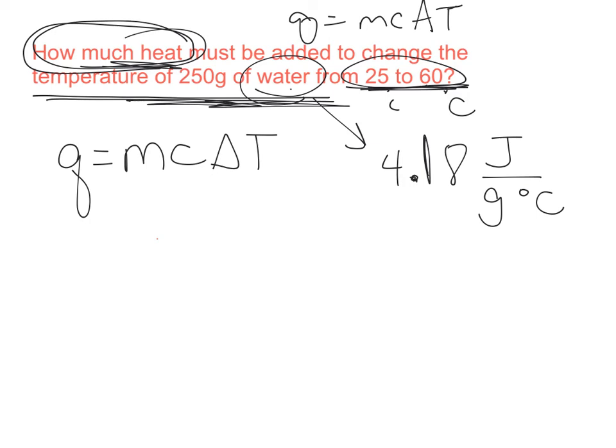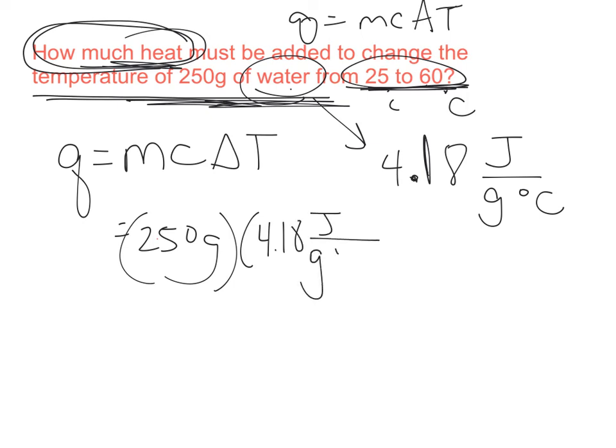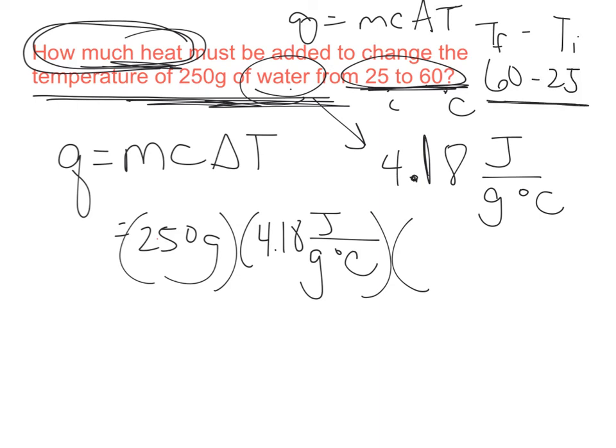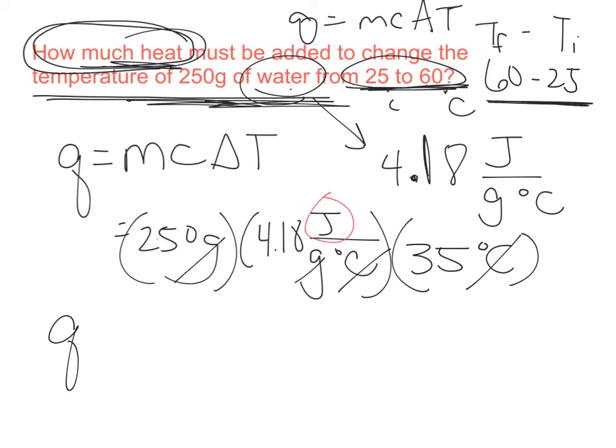So here our mass is 250 grams. Our specific heat is 4.18 joules, and joules are a unit of energy. Our T final was 60, and our T initial was 25, so temperature change is equal to final minus initial, 60 minus 25, which is 35 degrees Celsius. Our degrees Celsius cancel, our grams cancel, our units will be in joules when we end up, which is good, and the answer will be 37,000 joules.